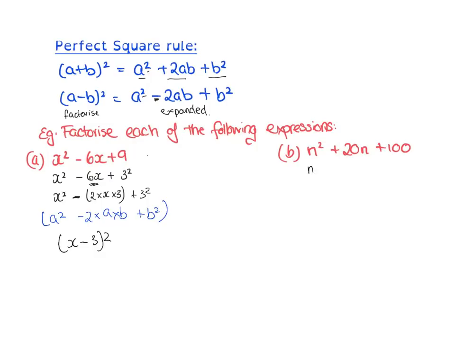Okay, so let's look at b. So our first thing is to do n squared. Let's see, can we make the last term, this term, a squared term? Which we can. It's 10 squared. Now, is the middle term 2 times the other squared terms? Which it is, because 2 times n times 10 is 20n. So therefore we can say that it's n plus 10 squared, because it fits one of the patterns.